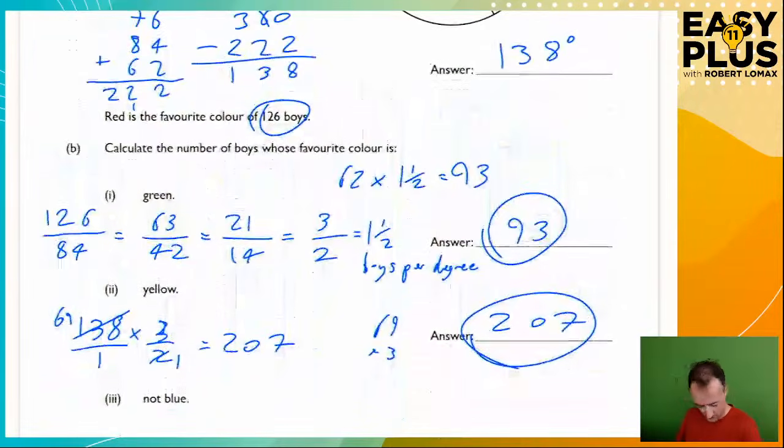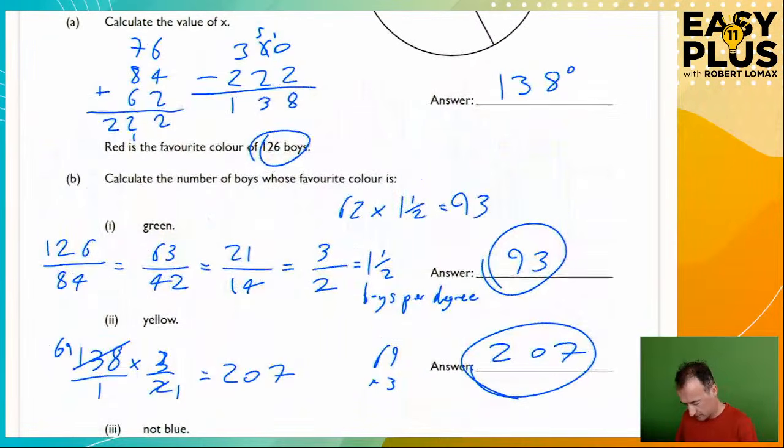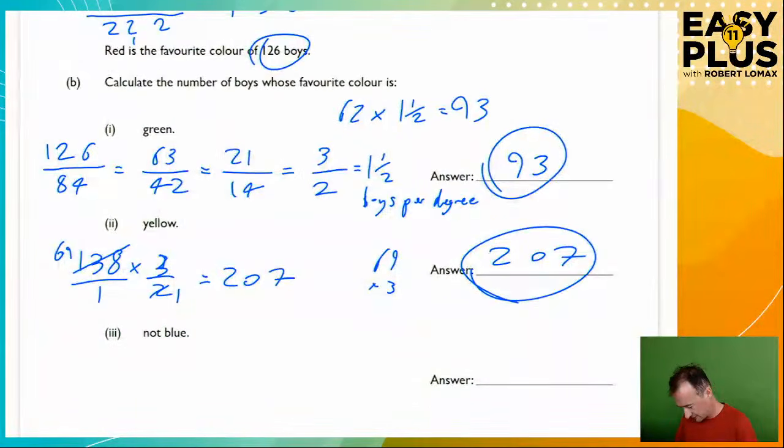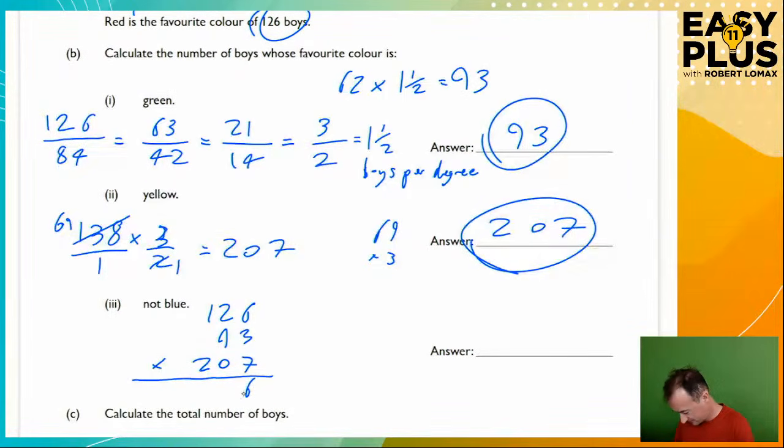So we have to do 126 plus 93 plus 207. So, 126 plus 93 plus 207. Behold my handwriting, ye mighty, and despair. 10, 16, 9, 10, 11, 12, 2, 3, 4. So 426. So we've just added up all the other sections.